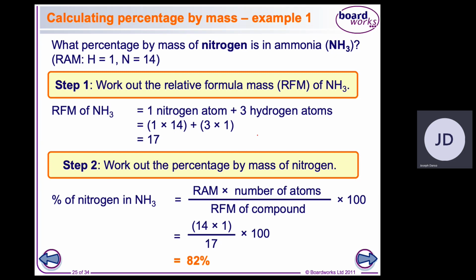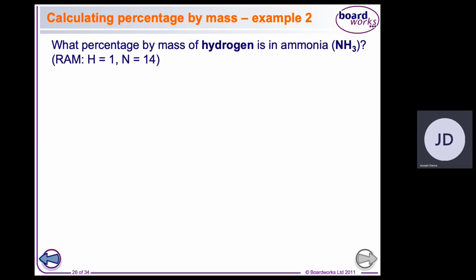And the formula is the RAM times the number of atoms of that element divided by the relative formula mass times 100. So let's look at another example here. What is the percentage by mass of hydrogen in ammonia? Remember, we just calculated the percentage by mass of nitrogen. This time around, we are looking at hydrogen.